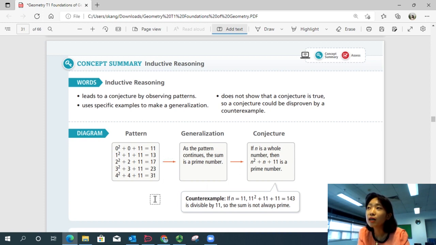Okay? So if you look at this diagram, from the pattern, you can generalize and make a conjecture. But you can test the conjecture to see if there are any counterexamples and see if all the cases will be true for that conjecture. Okay? So in order to prove the conjecture is wrong, provide a counterexample. But test all conjectures. They are not proven. All right, that was lesson 1-4, inductive reasoning.